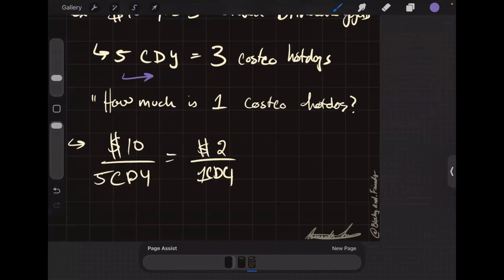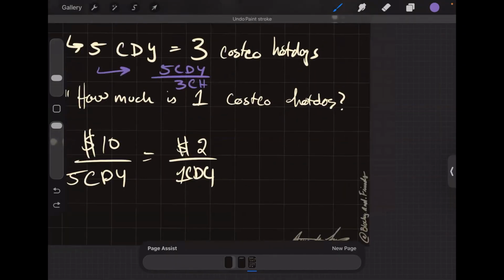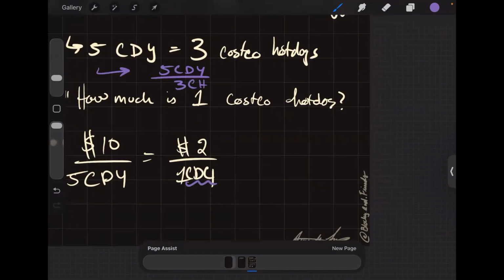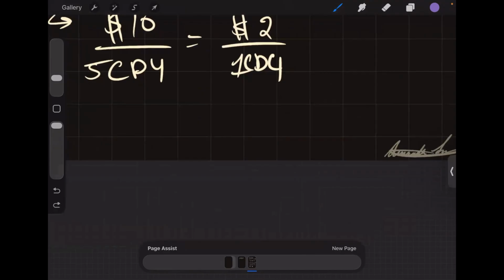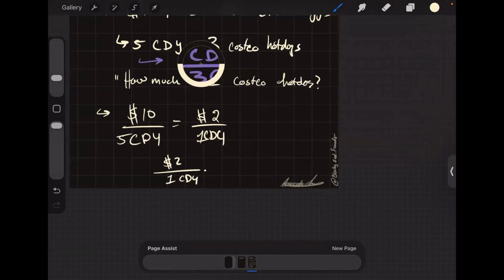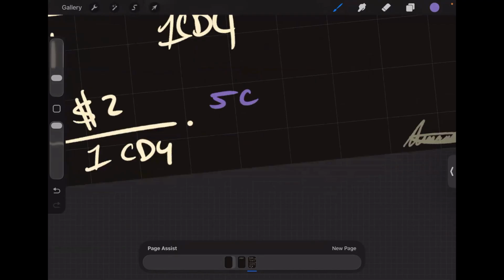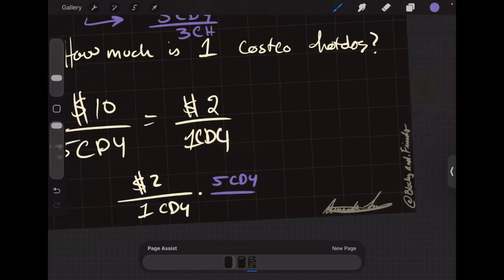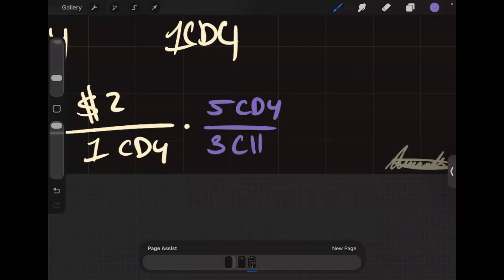Okay. You also know this ratio. This is saying 5 Chobani drinkable yogurts per 3 Costco hot dogs. You now have this one, you now have this three, you have this Chobani drinkable yogurt on the bottom, and this Chobani drinkable yogurt on top. So now you know that $2 per one CDY times 5 CDY per 3 Costco hot dogs.